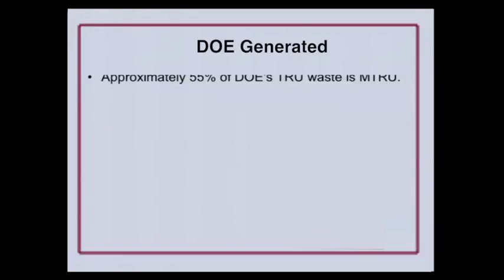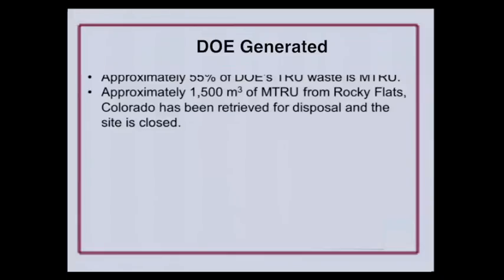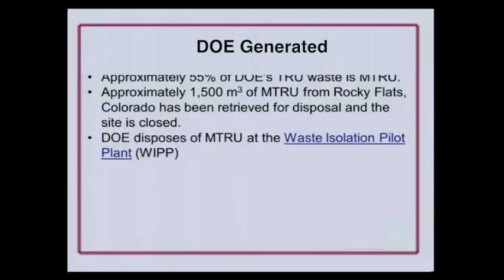About 55% of DOE's TRU waste is this mixed TRU waste. So a little bit over half of their TRU waste is mixed TRU waste. They had some up at Rocky Flats in Colorado, they have remediated 1,500 cubic meters of it, and that's been retrieved and sent to WIPP, and that site has been closed. They do dispose of the mixed TRU waste at WIPP under that mixed TRU certification that WIPP has.